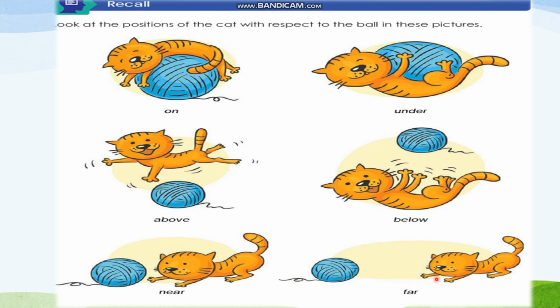Got it? So which are the special words we learned? On, under, above, below, near, far. Now we are going to discuss some more.